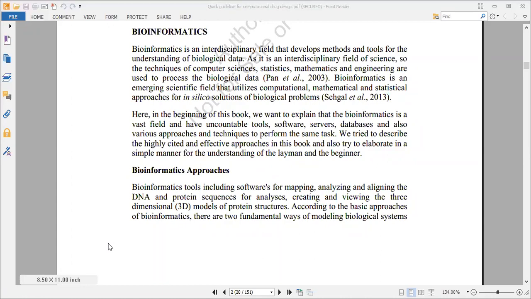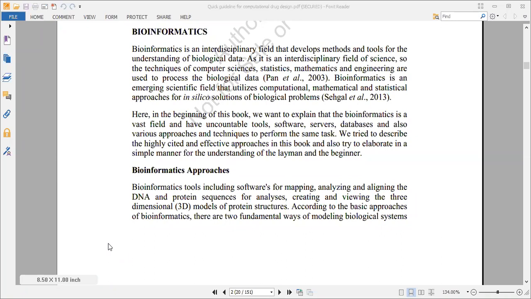Here, in the beginning of this book, we want to explain that bioinformatics is a vast field and has uncountable tools, software, servers, databases, and also various approaches and techniques to perform the same task. We try to describe the highly cited and effective approaches in this book and also try to elaborate in a simple manner for the understanding of the layman and the beginner.